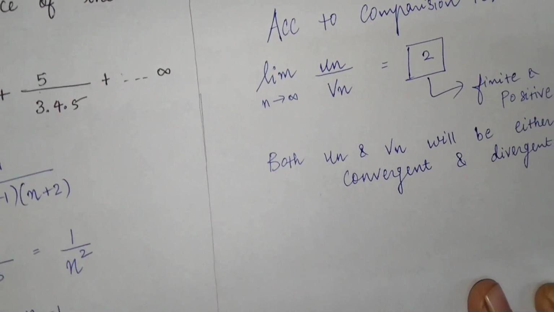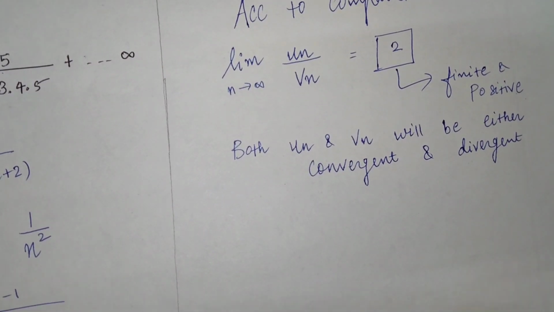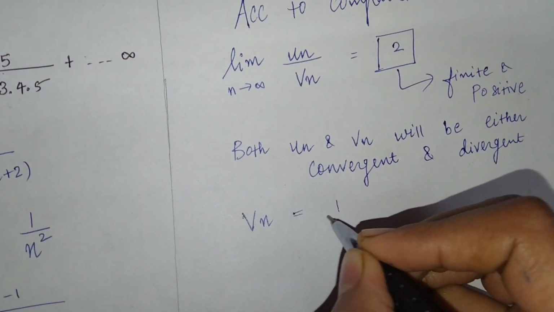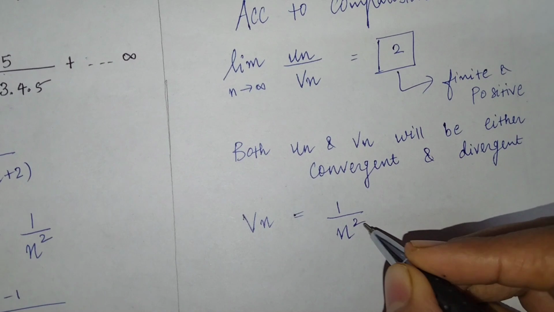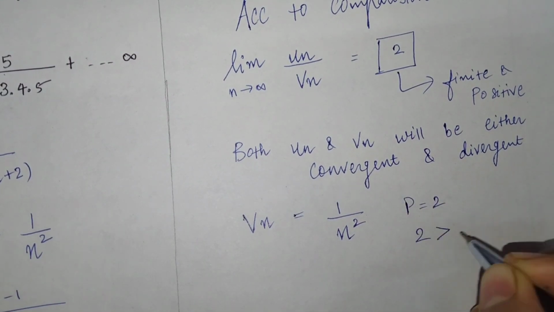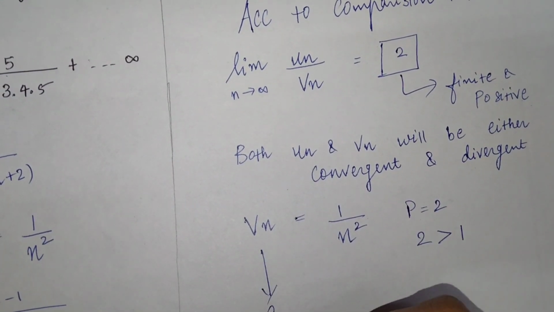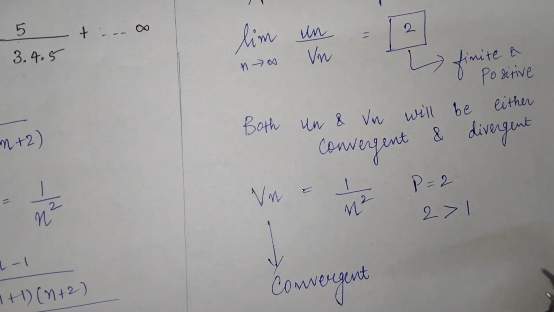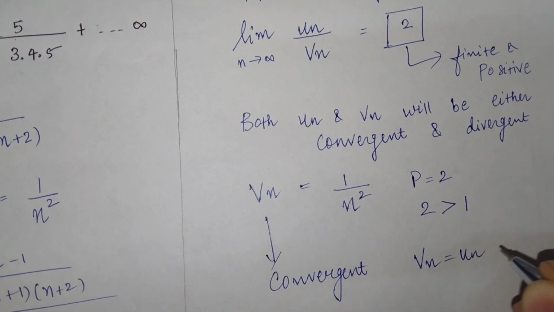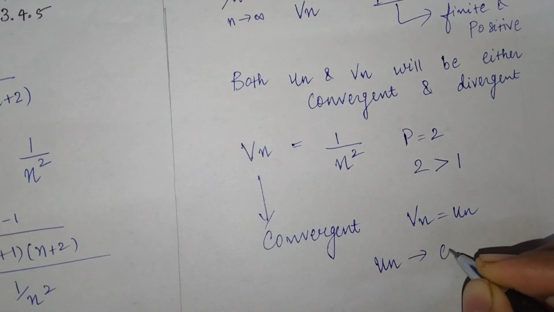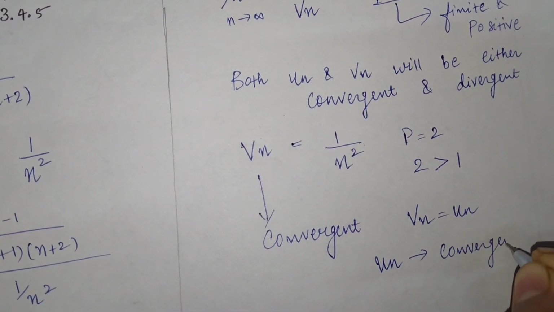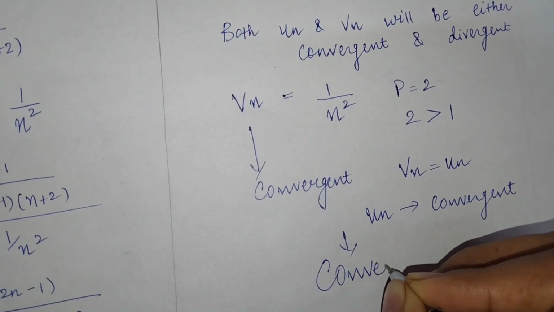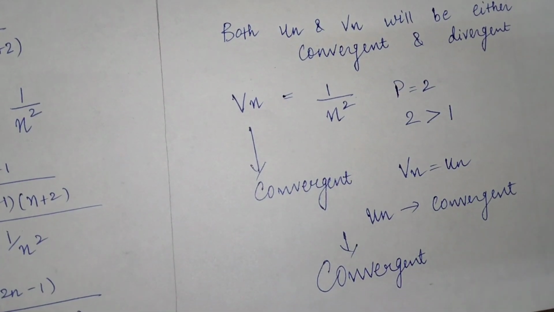Okay, so we will find vn according to p test, and whatever will be the behavior of vn, that will be the behavior of un. So we have vn, that is 1 by n square. So again our p is 2 and 2 is greater than 1. So vn is convergent. And as vn is convergent, un is also convergent. Okay, so answer of this example will be convergent.